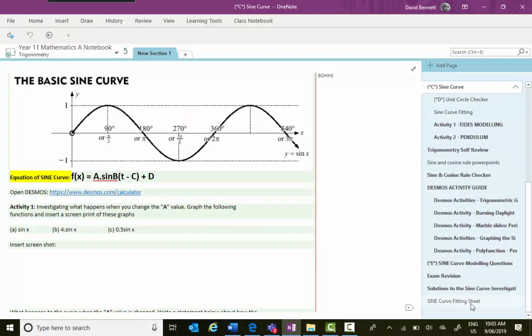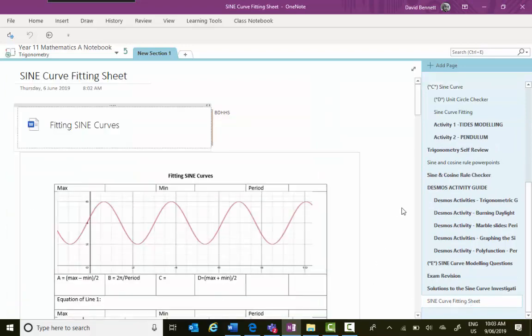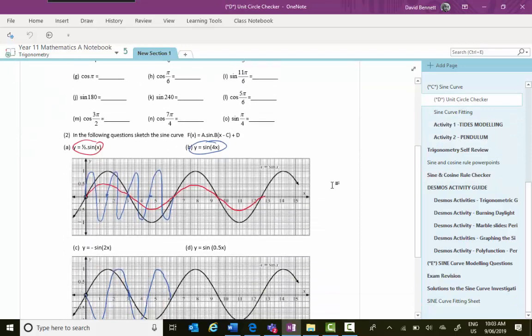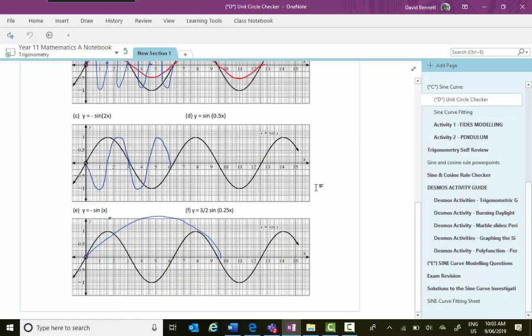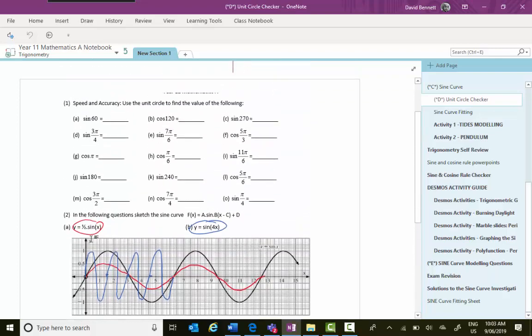Now the next part of what we've got here, if you come into your OneNote, down the bottom here, we've got a sine curve fitting sheet. That's the next part of what we want to do, to be able to predict what's happening with the curve based on the information. The activity that you'll need to do for this is to be able to sketch what's actually happening in these particular things here.